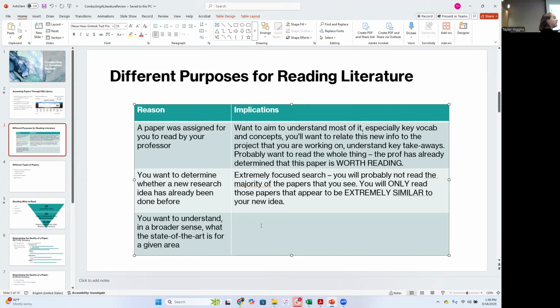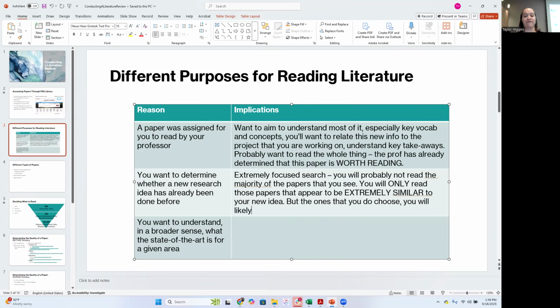And so we end up reading a lot more titles. So we say, oh, that's roughly related to this area. Let's see what they did. That's roughly related to that area. Let's see what they did. Okay, so this is a little bit different from what we did before. So you will not read many papers in this prior section, but the ones that you do choose, you will likely read them very carefully. So you're either choosing very few and reading them very closely, or you're going to read a lot and read them a lot less closely, okay?